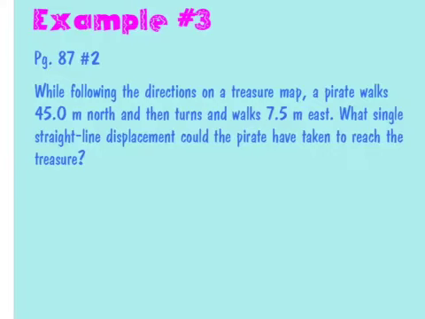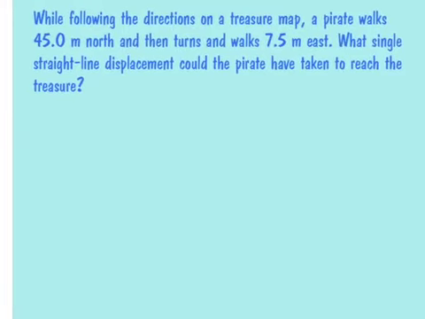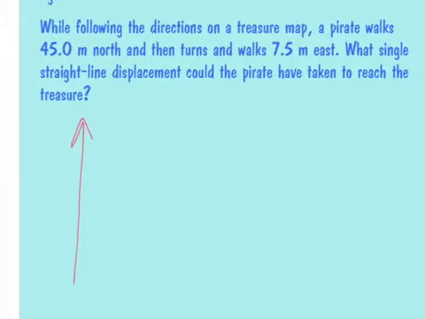This is a problem that is giving us some context, but basically is asking us to add together these two perpendicular vectors. Since we're talking about adding vectors graphically, we're going to draw a picture to start off. It's important when you draw your picture that the vectors be somewhat relative in length. In other words, 45 meters north should be much longer than 7.5 meters east. So I've got a vector, 45 meters north, and another vector, 7.5 meters east.